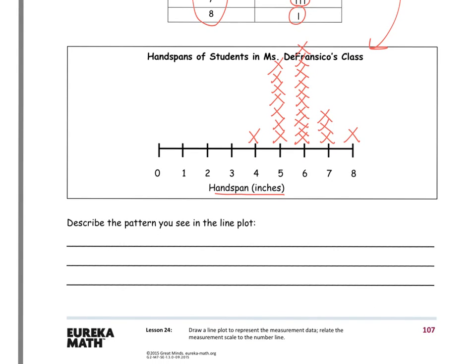So my answer here, describe the pattern you see in the line plot. And it's more or less just what do you see in there, get a piece of data. And I'm going to say that based on what I see, the majority of them are falling between 5 and 6. So I'll put in a quick sentence for that. So there's my answer statement. The majority of handspans are 5 inches or 6 inches. Let's take a look at page 2.